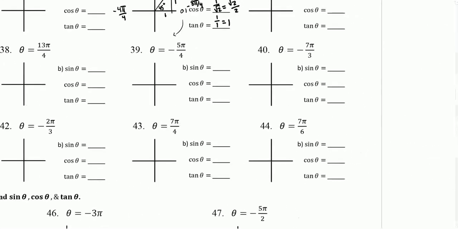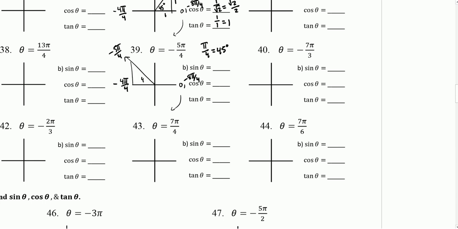39, negative 5 pi over 4. Here's 0, moving in the negative direction. Here's negative 4 pi over 4, which is negative pi. Keep going that direction, negative 2 pi is going to be at negative 8 pi over 4. So negative 5 pi over 4 will be in quadrant 2. And the difference between 5 and 4 is 1, so pi over 4. Pi over 4 is 45 degrees because it's 180 divided by 4.